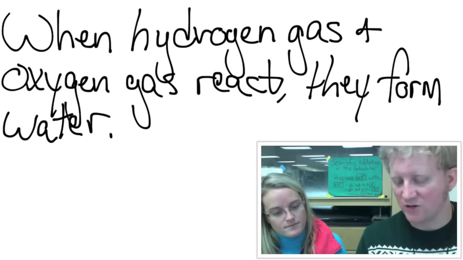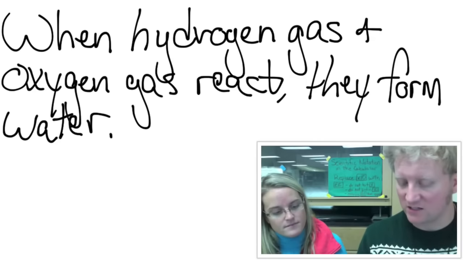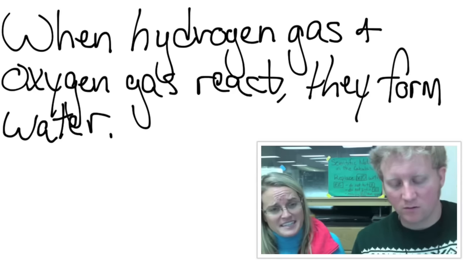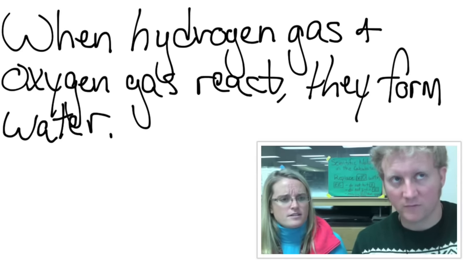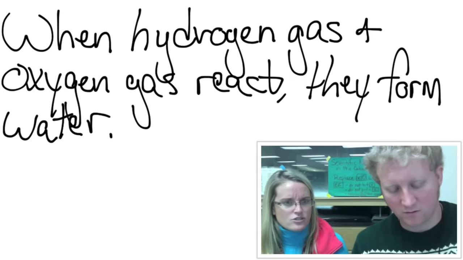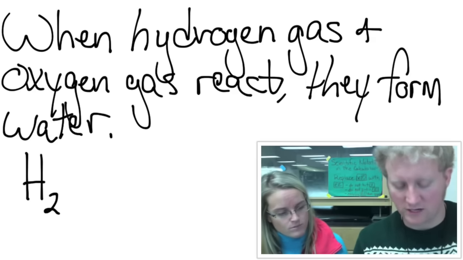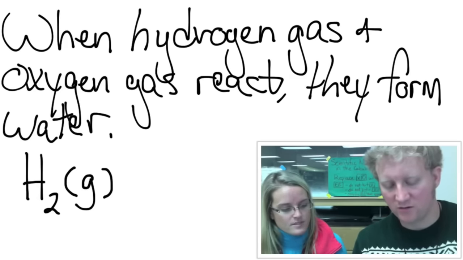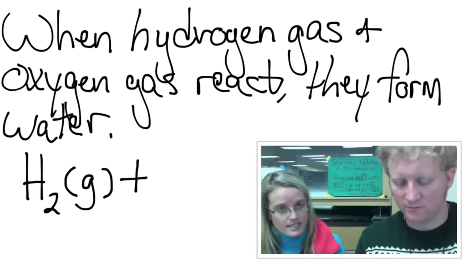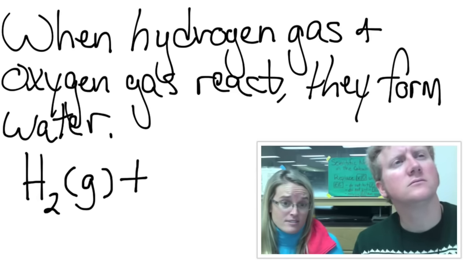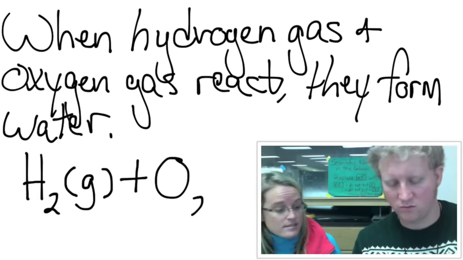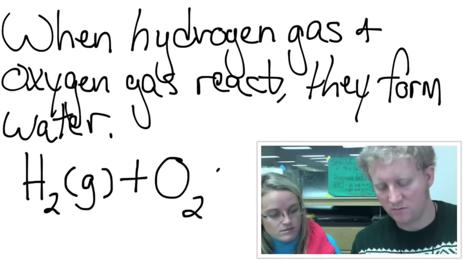Our sentence is, when hydrogen gas and oxygen gas react, they form water. Okay, so hydrogen gas is a Brinkelhoff. Yeah, so I should write it as H2. And then we say it's a gas, so I need to put a G next to it. Okay. And so we can use the plus sign. Oxygen gas, again, is one of those Brinkelhoffs. So it's O2, and that one says it's a gas, so we should put a G behind it as well. Okay.